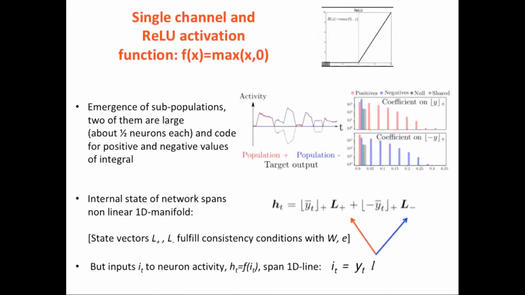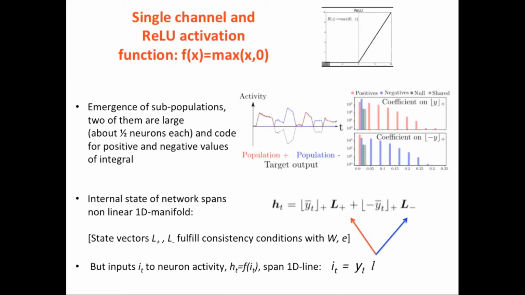So for instance, rectified linear units activation, where f of x is the maximum of x and 0. When we do numerical experiments with a single integral, so a single input channel, we see very clearly the emergence of two subpopulations, which are active depending on the sign of the integral. One subpopulation is active only when the integral is positive, and the other population is active only when the integral is negative. And the activity value of each neuron within each population is proportional to the integral.